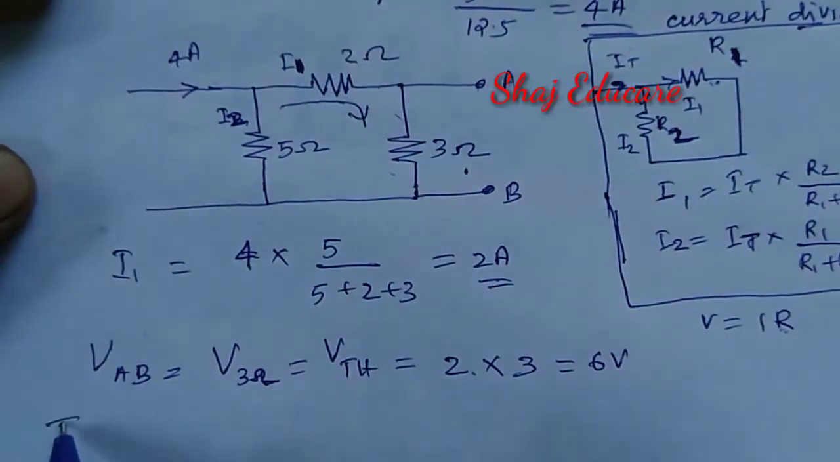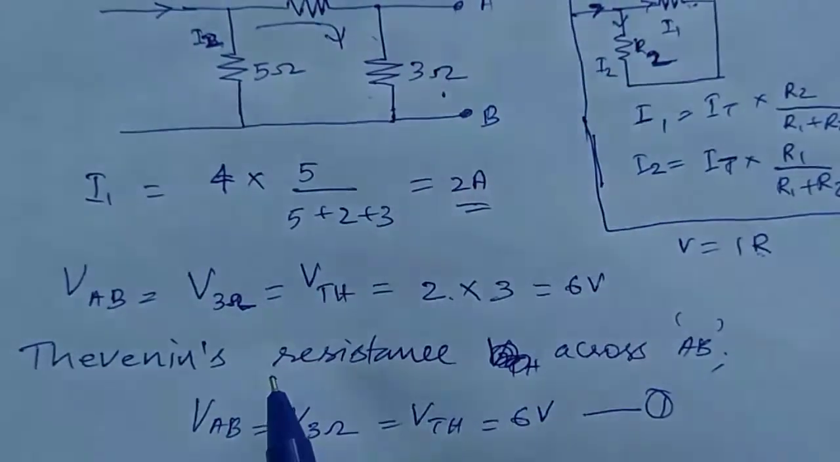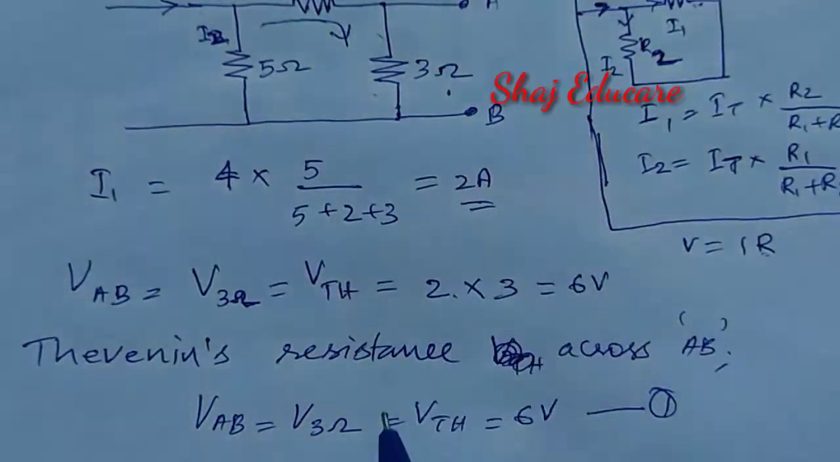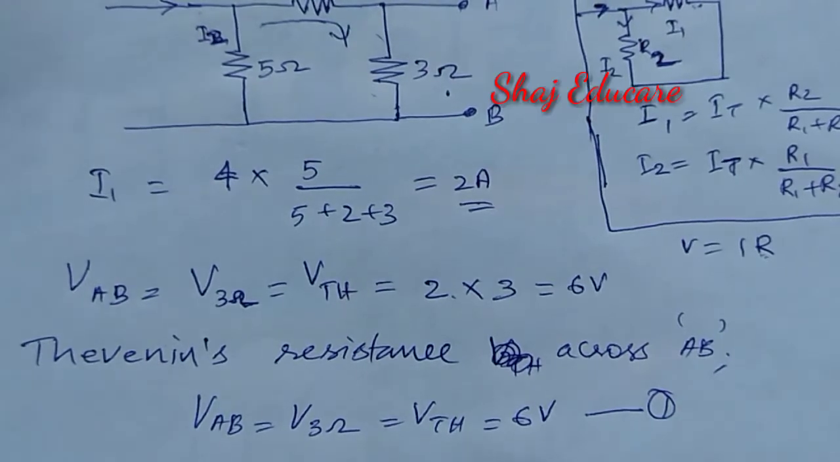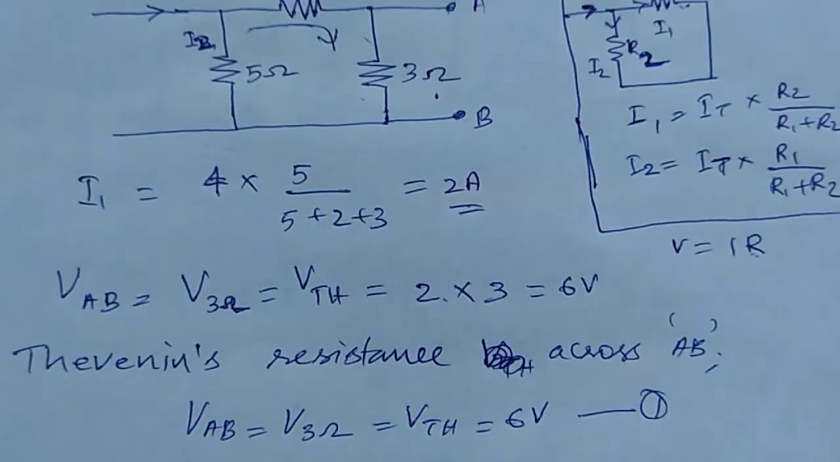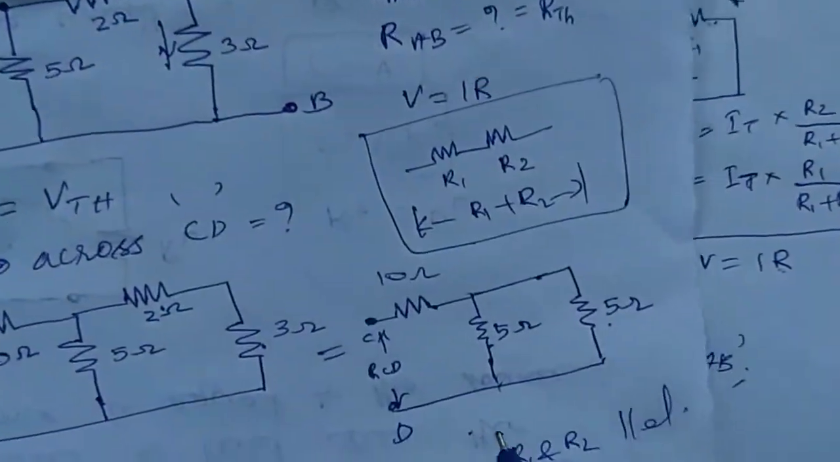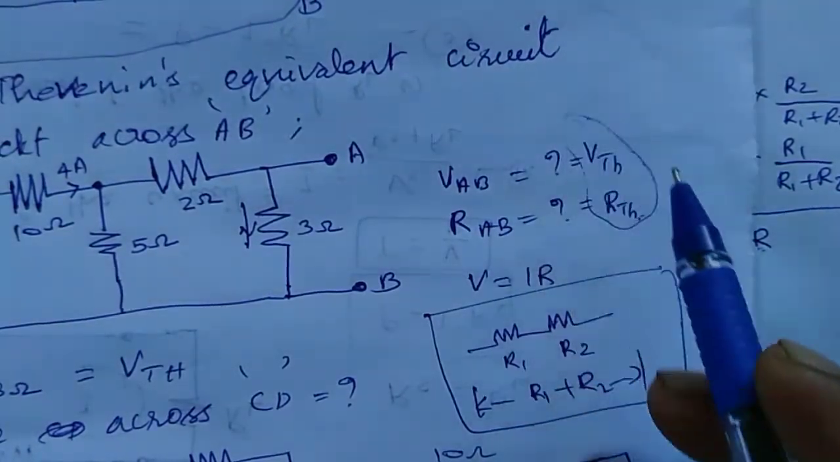Now let us write it down: VAB is equal to V 3 ohm, which is equal to VTH, which is equal to 6 volt. Just mark it as equation number 1. Next, in order to draw the Thevenin circuit, we need the corresponding resistance also. VTH and RTH both are required to draw the Thevenin equivalent.